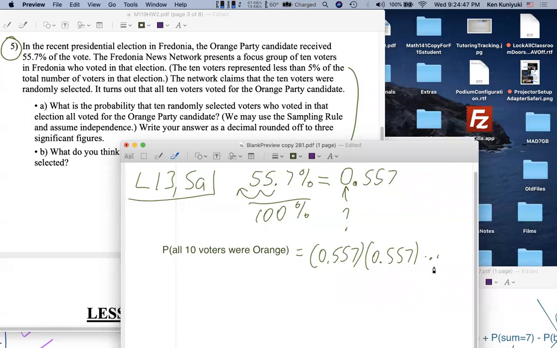Now, remember, technically there's dependence because if we picked an orange voter first, we're a bit less likely to pick an orange voter next, like the whole cards thing. But we're picking 10 people out of a huge population. The probability that we're going to pick John Adams twice is minute, so we don't care. You're going to have 10 of these copies multiplied together. Here's your work. Please show a little bit of work: 0.557 to the 10th. That's your work.